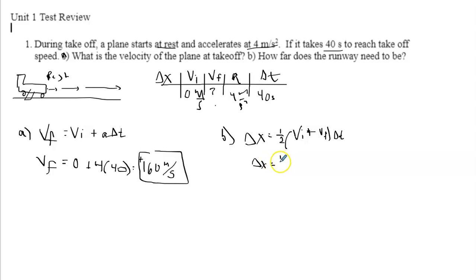And it's just plugging in 1/2. The initial velocity is still 0, so I can put a 0 in for vi. We just found vf, which is 160. And our time is still the same time period that it speeds up and moves down the runway, which is 40 seconds. So we're going to multiply all those things out. So half of 160 is 80, and 80 times 40 is going to be 3,200 meters.